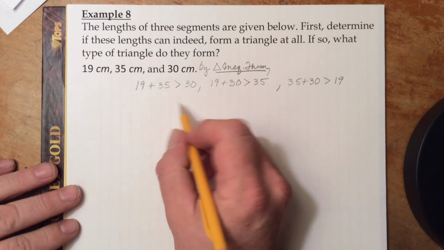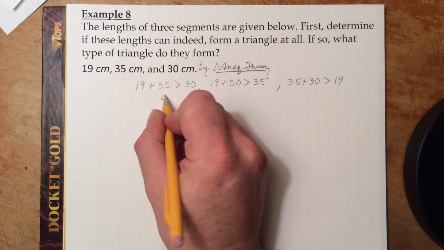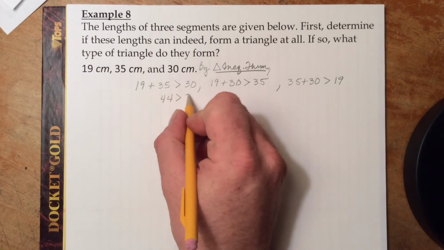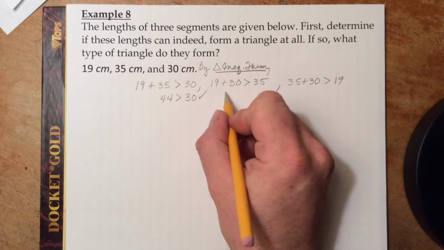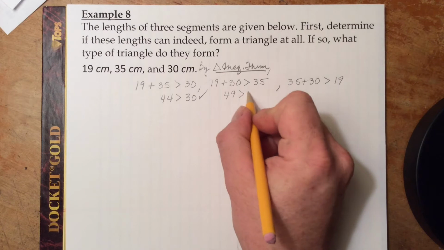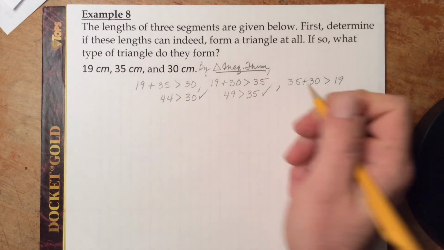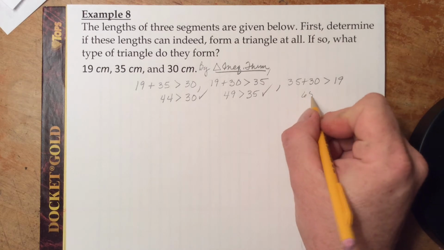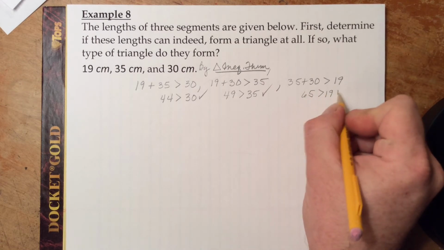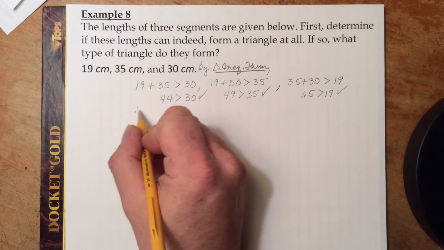So 19 plus 35 is 44, and that is indeed greater than 30, so that one works. 19 plus 30 is 49, and 49 is indeed greater than 35, so that one works. And finally, the last one, 35 plus 30 is 65, which is greater than 19, and that one works. So therefore, this is a triangle.